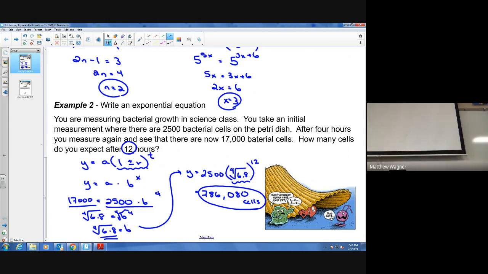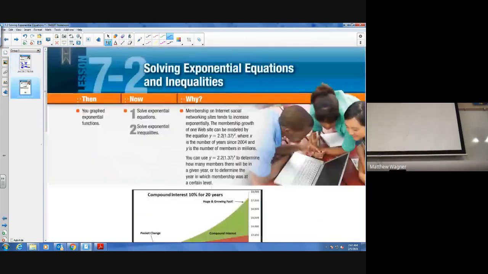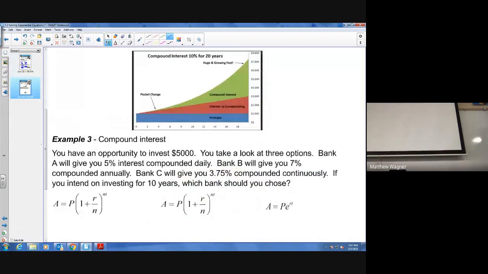All right. So that's an application of our exponential equations. Next thing we're going to go to, we'll talk a little bit about money. All right. Everybody likes making money, so we're going to talk about compound interest.